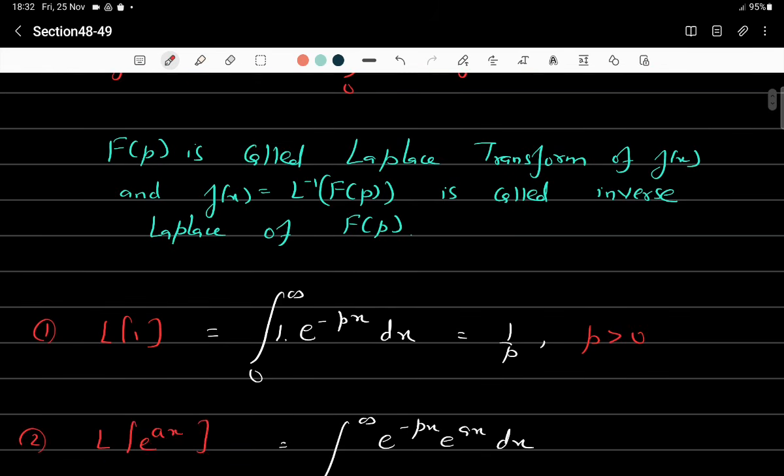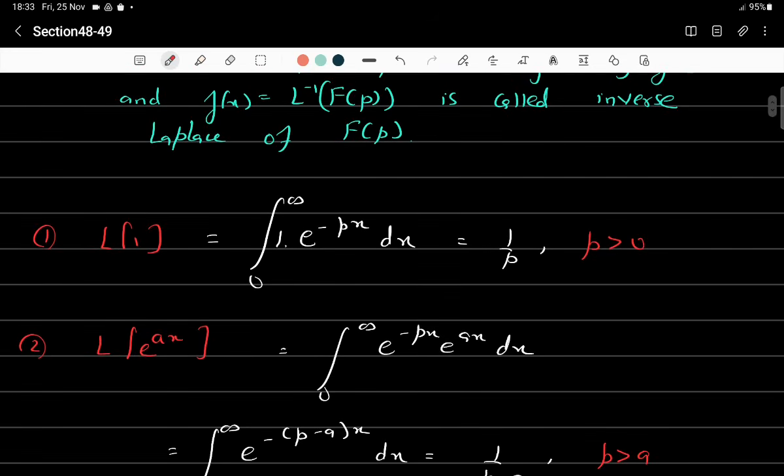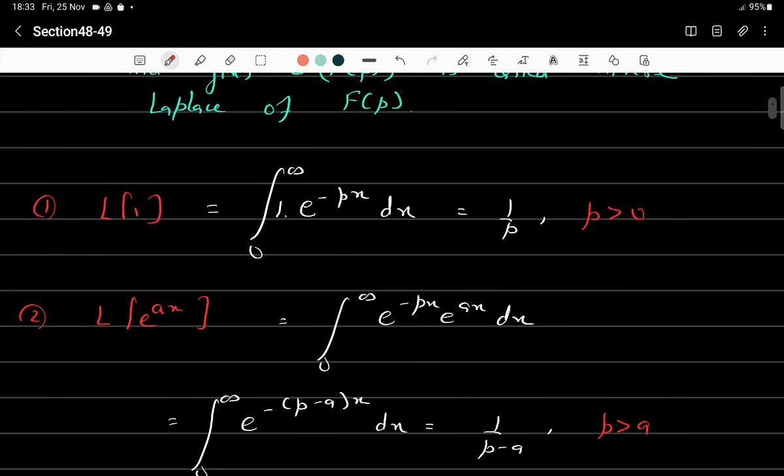Similarly, if you compute Laplace of e raised to the power ax, then it becomes the integral of e raised to the power minus (p minus a)x. To integrate it, you would consider it as e raised to the power minus (p minus a)x. And in that case, again it comes out to be 1 by p minus a, provided p is greater than a.